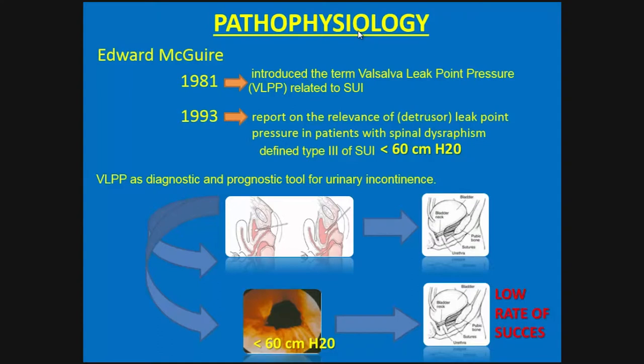So two types of stress urinary incontinence were defined. One was the hypermobility of the urethra, which can be treated with bladder neck support. And the other type was defined as type 3, where the Valsalva leak point pressure was less than 60 centimeters of water, which during the studies had a low success rate when treated with bladder neck support. So we know what happened then, the mid-urethral support came up.